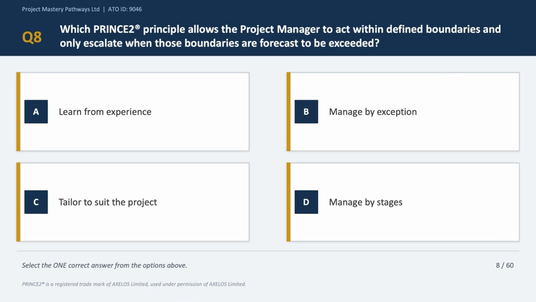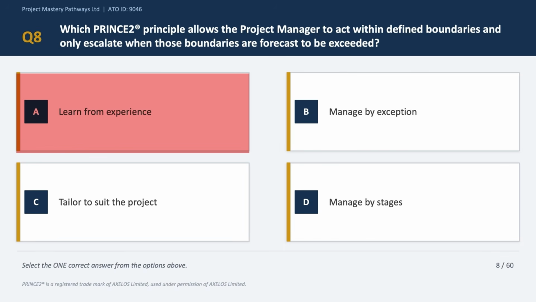Right, so question number 8, and this is testing your knowledge on one of the most important principles of PRINCE2. The keywords here are act within defined boundaries and only escalate when there is a forecast of the boundaries to be exceeded. So option A says learn from experience. Now this principle is about capturing and applying the lessons throughout the project, and it has nothing to do with the delegation and exception management. So option A is incorrect.